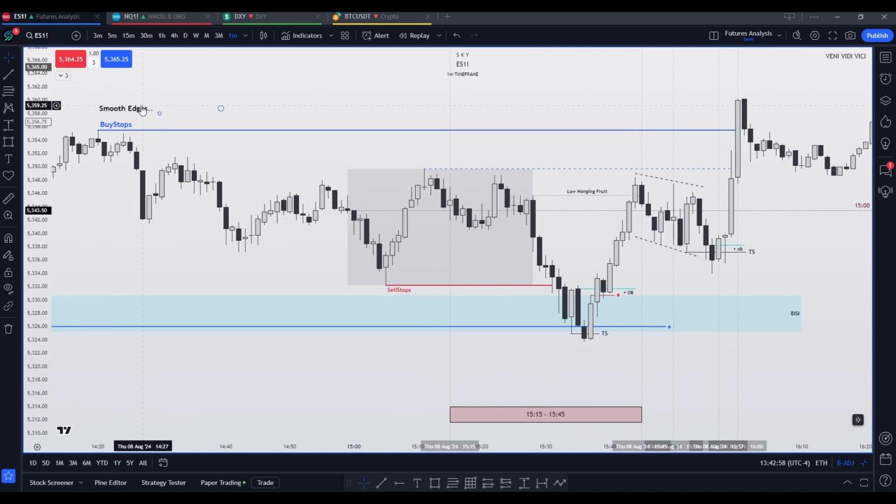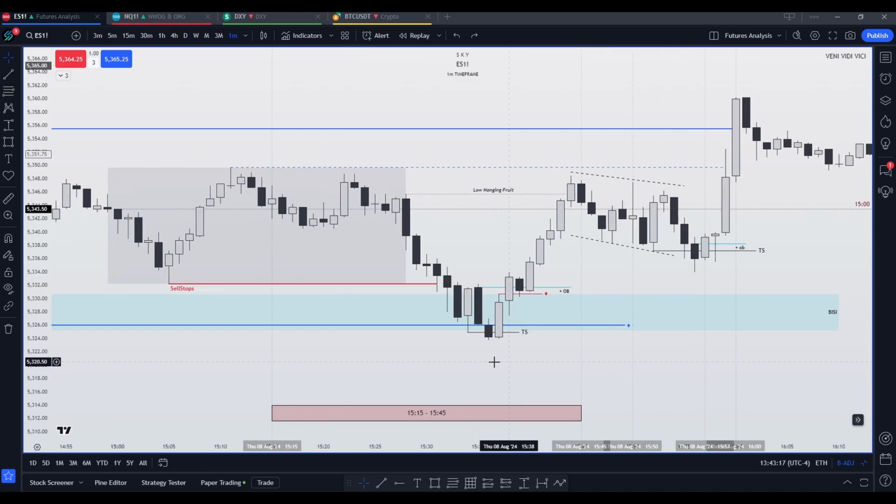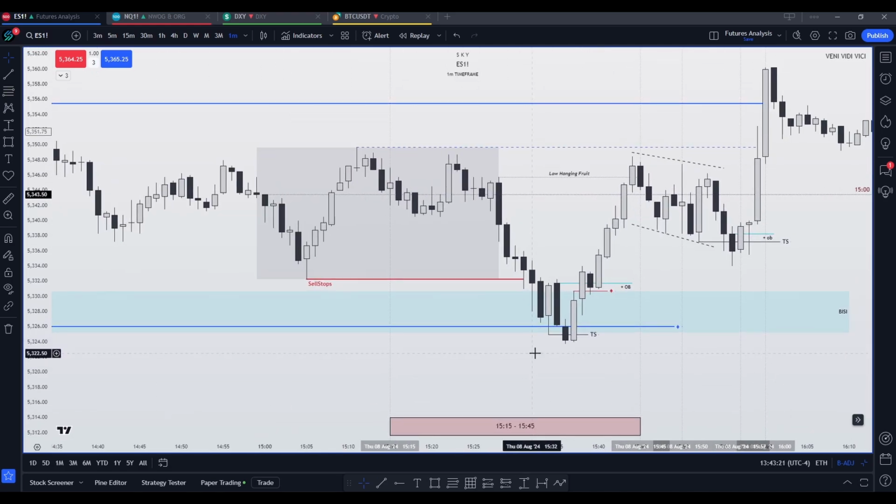Here we have some buy stops, some relative equal highs here. We have our range, our low hanging fruit. We have our sell stops, our order pairing. We want to be placing our position below this. Here, once again, we can see the turtle soup in play of this model.